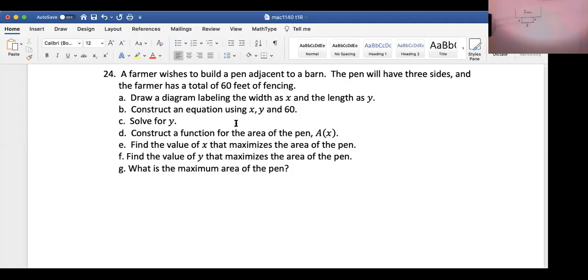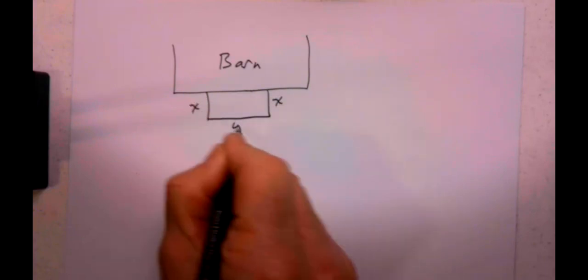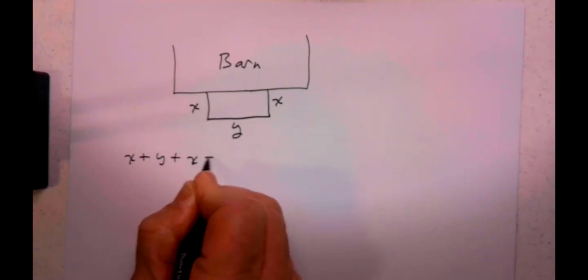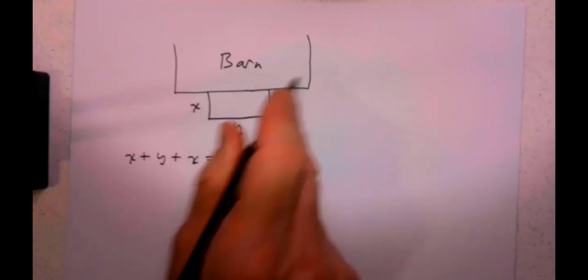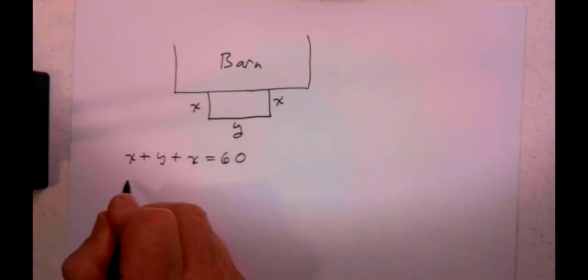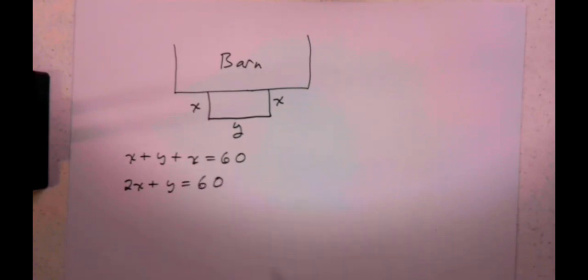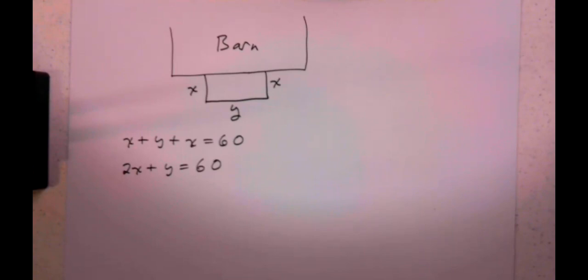Then it says construct an equation using X, Y, and 60. Well, we know he has a total of 60 feet of fencing. So what do we have? X plus Y plus X equals 60. Adding those 3 sides together, the 4th side will be a wall of the barn. So now I have 2X plus Y equals 60. So I have successfully come up with an equation that relates X, the width, Y, the length, and 60, the total amount of fencing that we have.